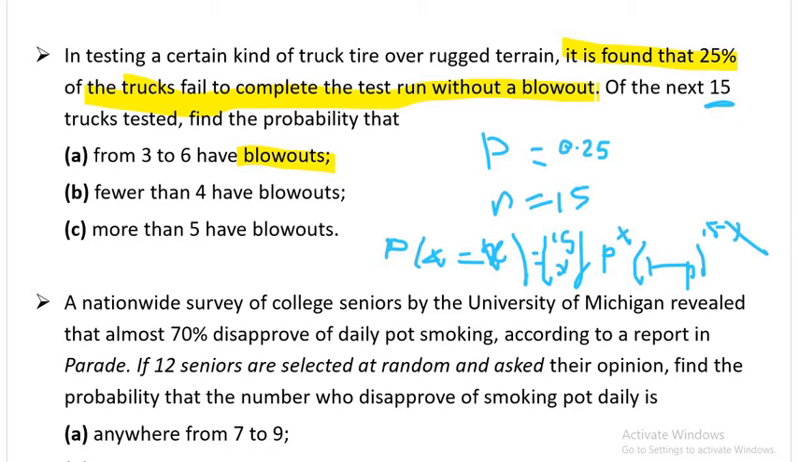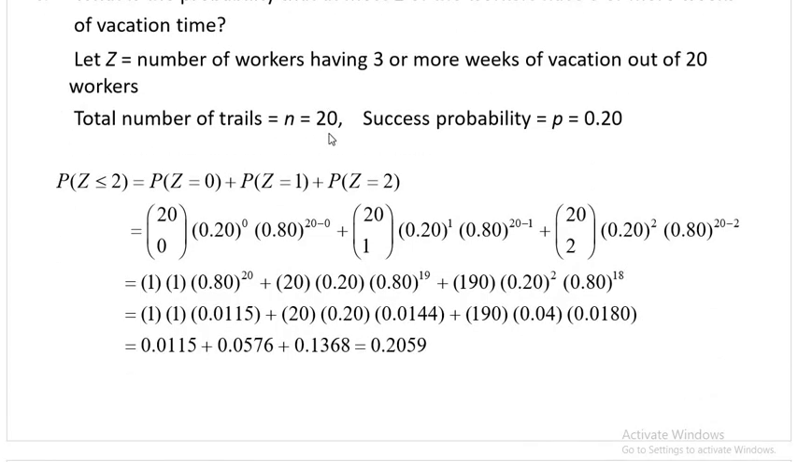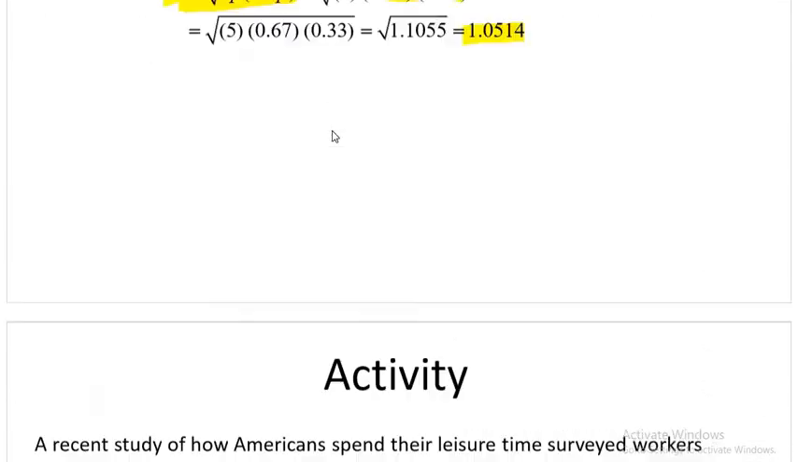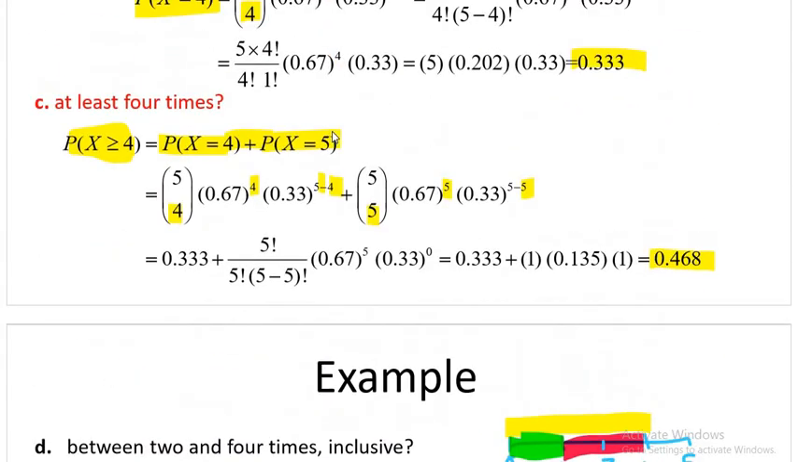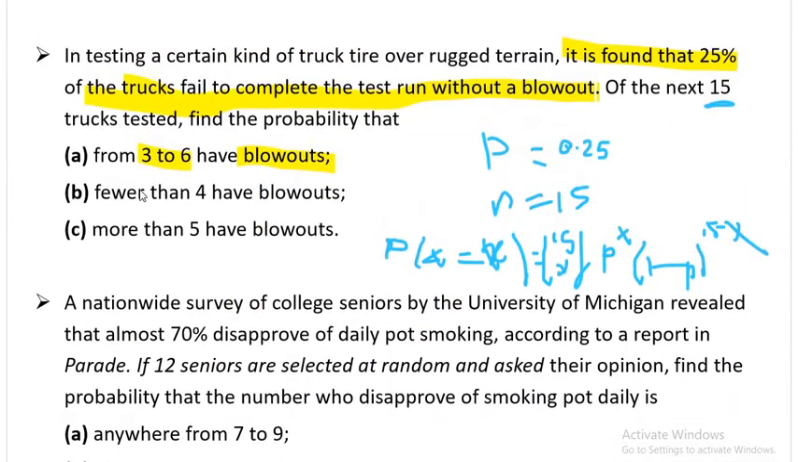Okay, so now you can answer anything. So what is the first question? First question is, what is the probability that you have from 3 to 6 blowouts? It means probability of 3 plus 4 plus 5 plus 6. Okay, so you will write similar to the earlier example, like 4 plus 5. Over there it is from 3 to 6. So you will write x equal to 3, x equal to 4, x equal to 5, x equal to 6. So 4 times you will use the formula and write your answer.